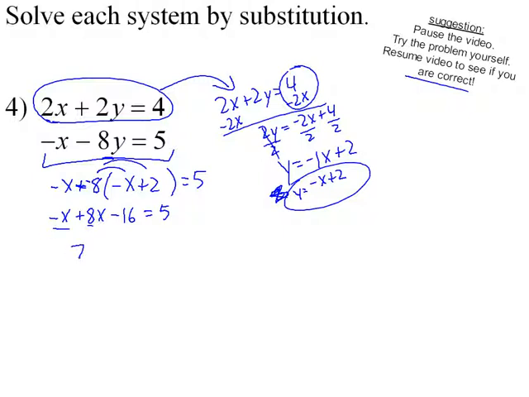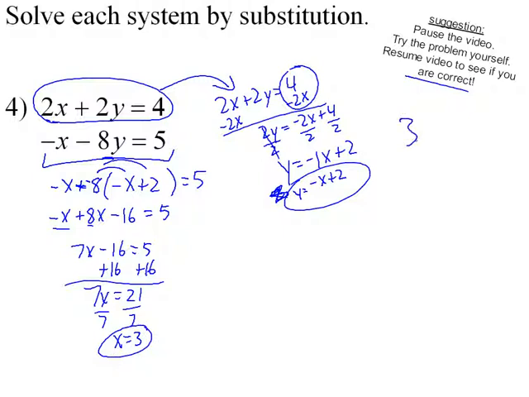Combining my like terms, I've got 7x minus 16 equals 5. Add 16 to both sides. We're just solving equations. You see a lot of solving equations all of a sudden. Dividing by 7, x is equal to 3. Of course, that's not the final answer. It's part of it. Here's my answer we're building. It's x and y, the coordinate of where they intersect.